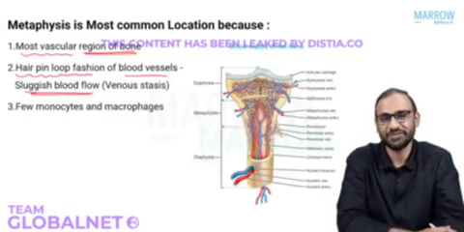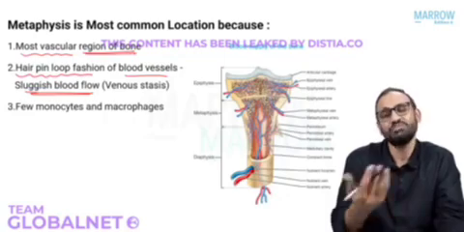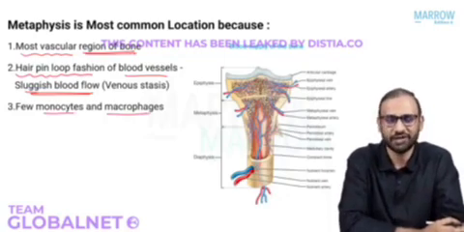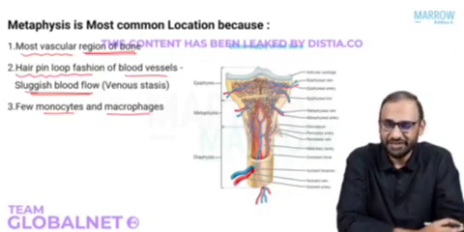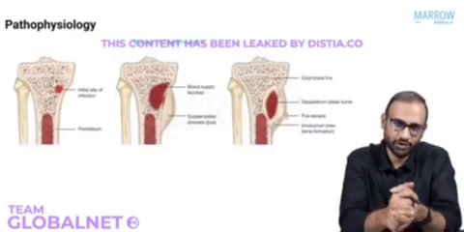The third important reason why the metaphysis is most commonly affected in osteomyelitis is because it is less protected. It has few monocytes and macrophages. The defense cells are very few in number. So the organisms are very happy to thrive in this flourishing area where there are very few policemen to kick them out. Now let's move on to the pathophysiology of osteomyelitis.